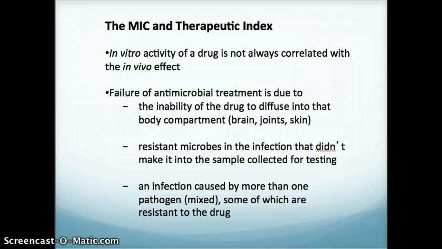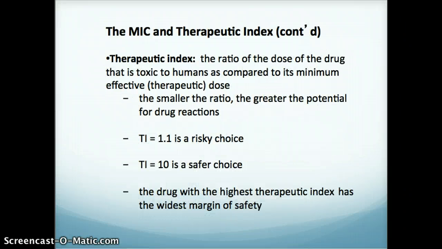So when we look at the MIC, we want to have a ratio, the therapeutic index. This is going to be the ratio of the dose of the drug that is toxic to humans as compared to the minimum amount that we have to use to dose somebody. So the smaller the ratio, the higher the potential for drug reaction. So we actually want a much higher ratio, meaning that it's much safer for the dose that we're giving.